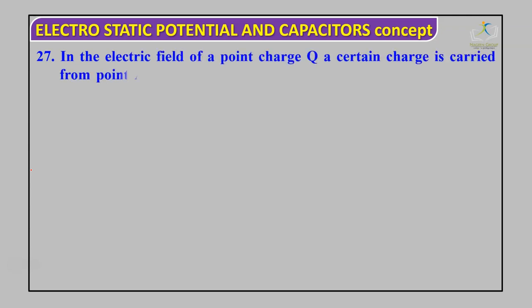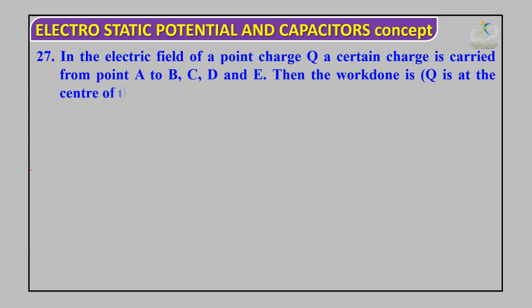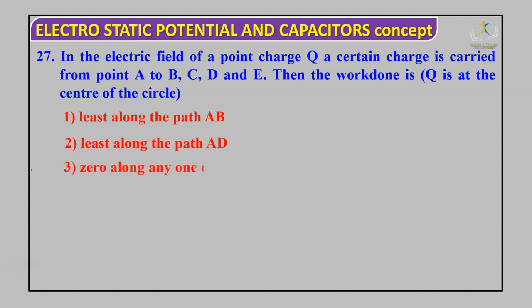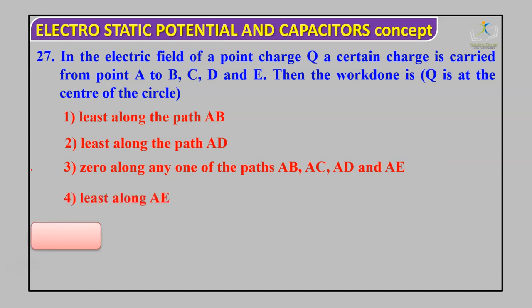In the electric field of the potential of a point charge Q, a certain charge is carried from point A to B to C, D and A. Then the work done is... We have Q at the center of the circle. Options: least along the path AB, least along the path AD, zero along any one path AB, AC, AD and AE, least along AE. So let us see the solution of this question.